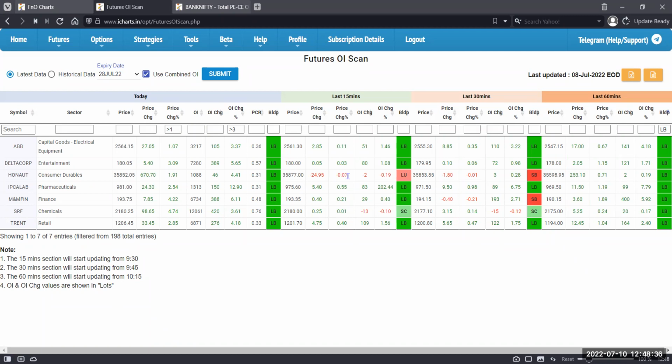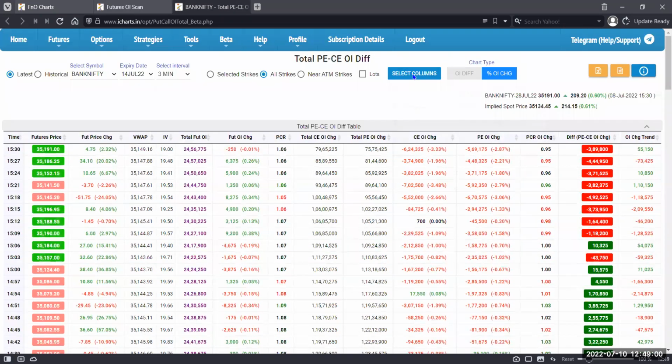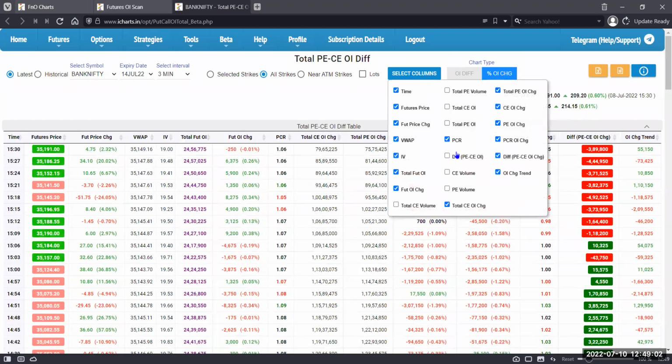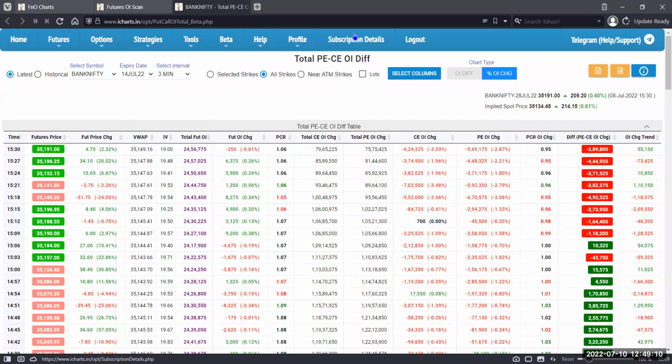Straddles. Okay, somebody had asked about hiding and unhiding columns. I had already shown that, I guess. You can hide and unhide columns using this Select Columns. You can uncheck this if you want to hide, and check this if you want to display the columns. What else?